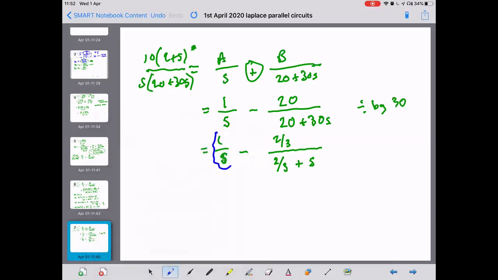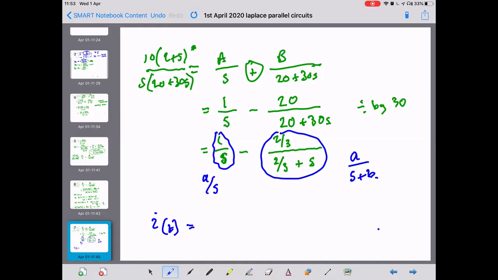This bit looks like A over s, and this bit looks like A over s plus B. So converting that back, we get i at t is equal to 1 minus 2/3 e to the minus 2/3 t.